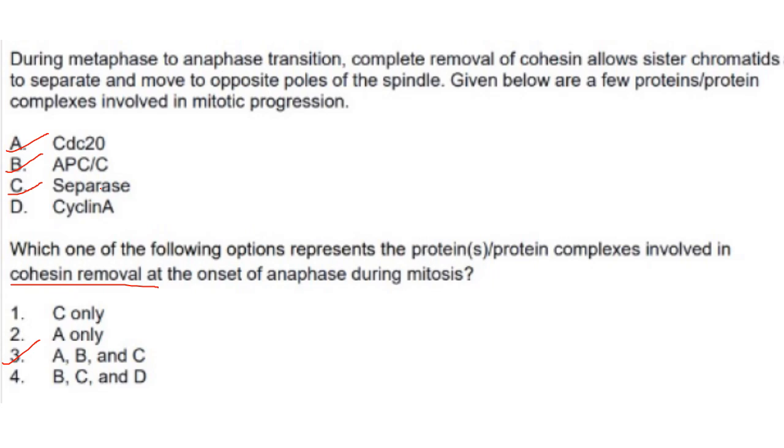Now this inhibitory action on the separase is removed by CDC20 and APC/C. These two promote the degradation of securin, so separase can act on the cohesin. So A, B, C are involved. So the answer here is option 3.